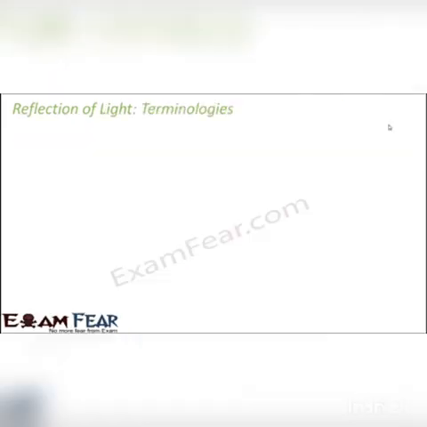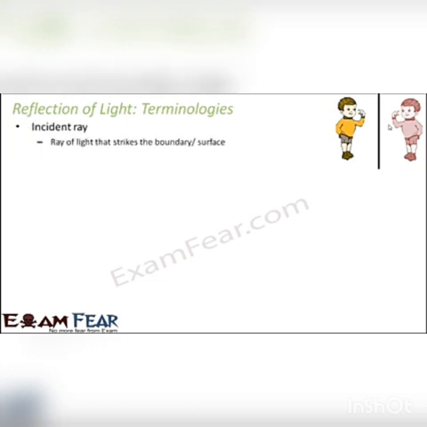Now let us look at some of the important terminologies associated with reflection of light. With reflection of light, the first thing that we want to understand is how image formation takes place. How do we see ourselves in a mirror? How do we see the objects around us? Those are the basic things that we want to understand by knowing reflection of light. In order to understand these simple concepts, we have to be aware of some simple facts related to reflection. So, the first thing we should know is incident ray.